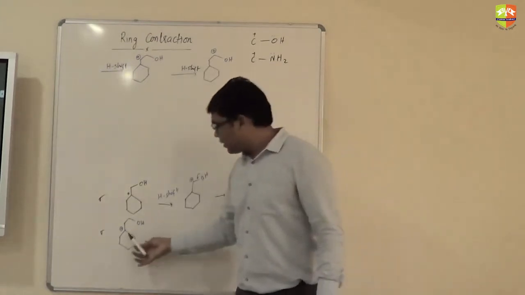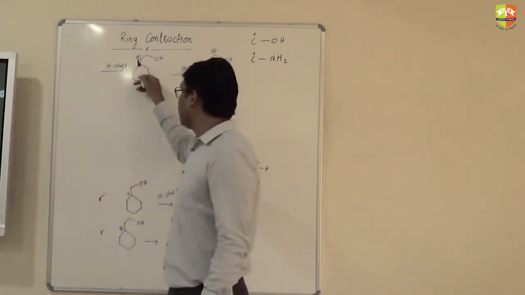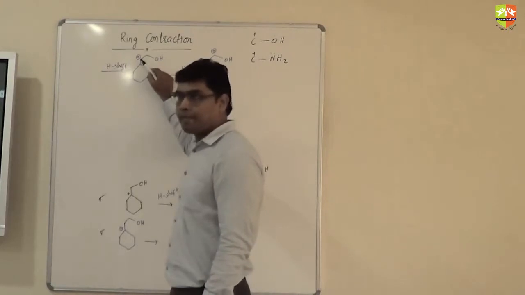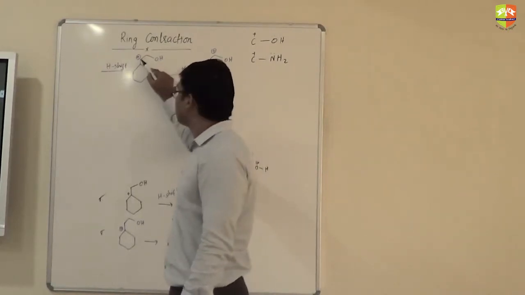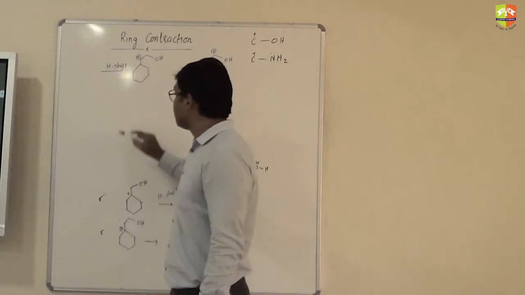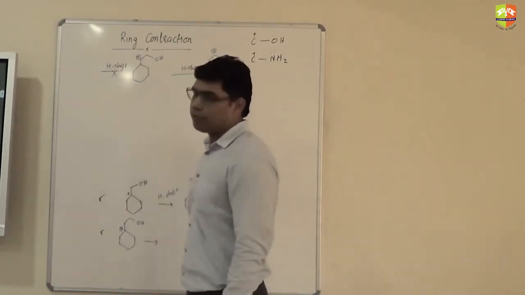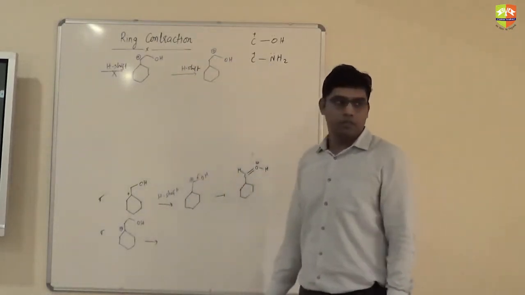But when you compare this and this, tertiary to secondary, there is no resonance here. Right? There is no resonance here. So this one is not more stable than this. So this shift won't take place. So no reaction.